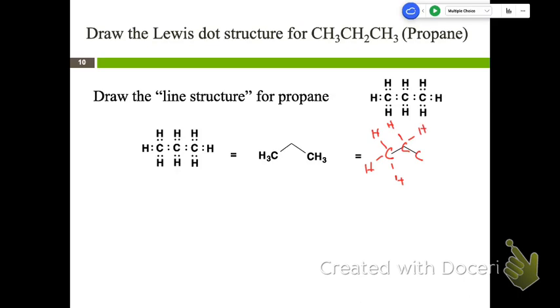The one on the far right has how many bonds? There's only 1 bond shown. We have to get up to 4.